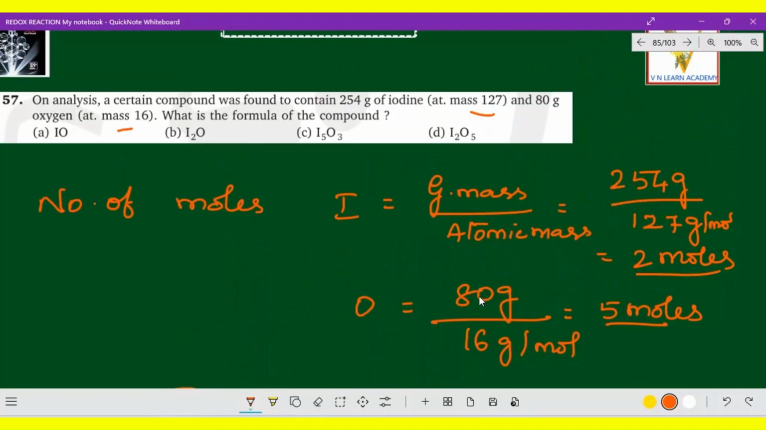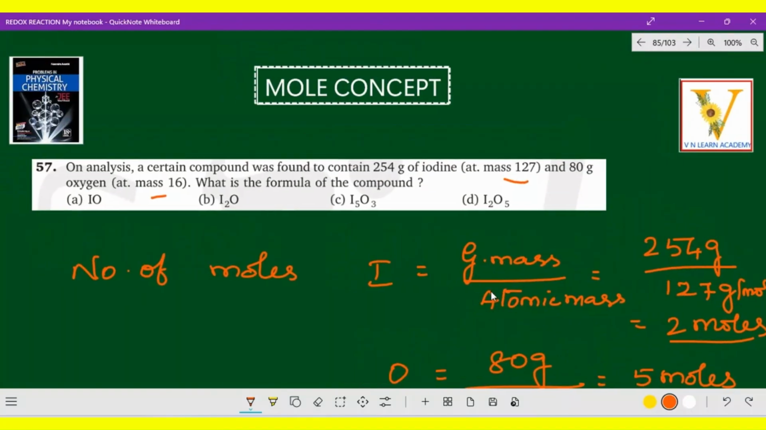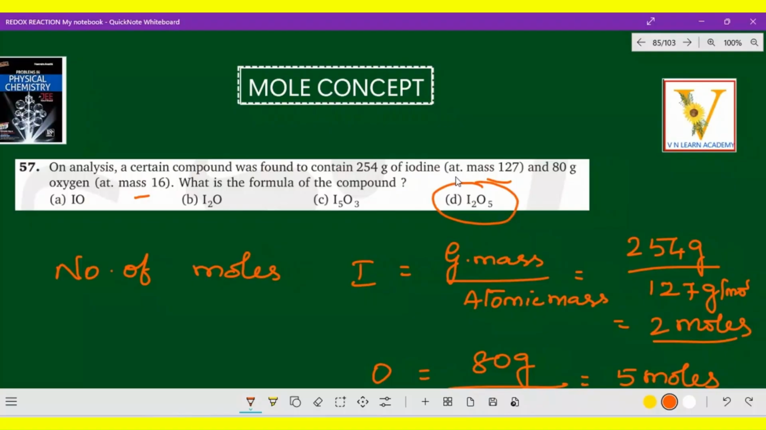Very simple, right? Sometimes we can't even imagine it like that. I2O5 is the correct option, Option D. I hope you got the clarity. Everything, the given mass, the molecular mass, the atomic mass, they have given in your hands, like spoon feeding. That's very easy. You only need to know how to deal with it. Let's go to the next question.